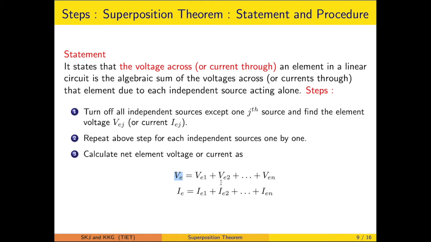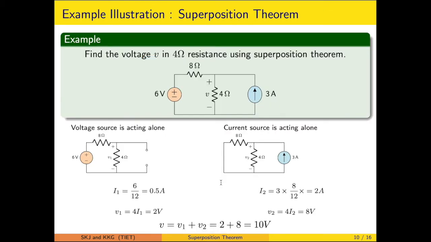This holds true for a linear circuit. Now as an example, just to demonstrate, here two independent sources are considered. One is a voltage source, another one is a current source. The intention is to calculate the voltage across this 4 ohm resistor.